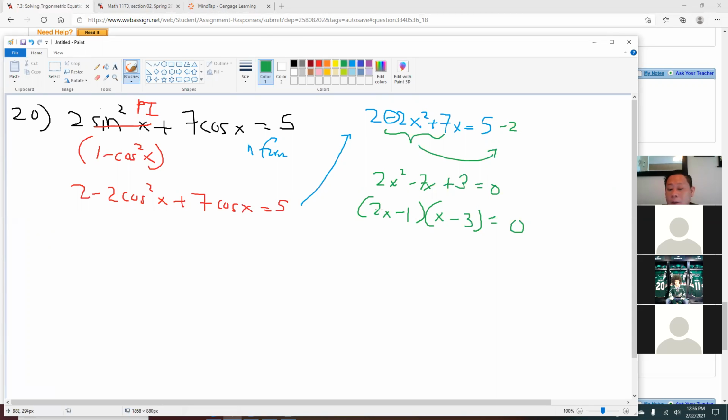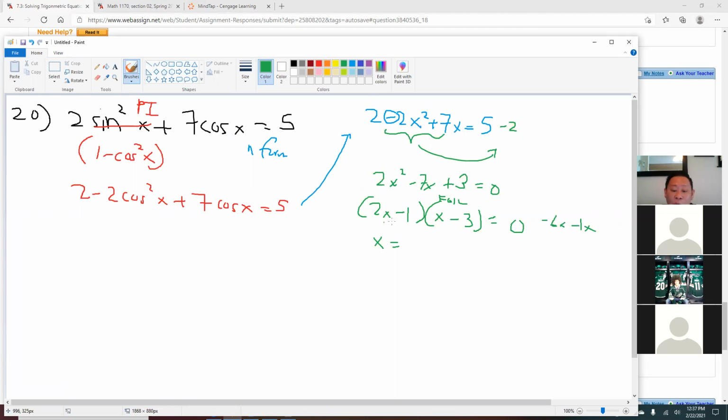Let's check it. 2x times x is 2x squared. 2x times negative 3 is negative 6x. Negative 1 times x is negative 1x, which gives you negative 7x. That's good. Negative 1, that is correct. Make sure, if you're doing what we call the trial and error method, you can factor very quickly, but you have to check your answer. This is my suggestion to you, because if this is wrong, everything after that is wrong. Domino effect.